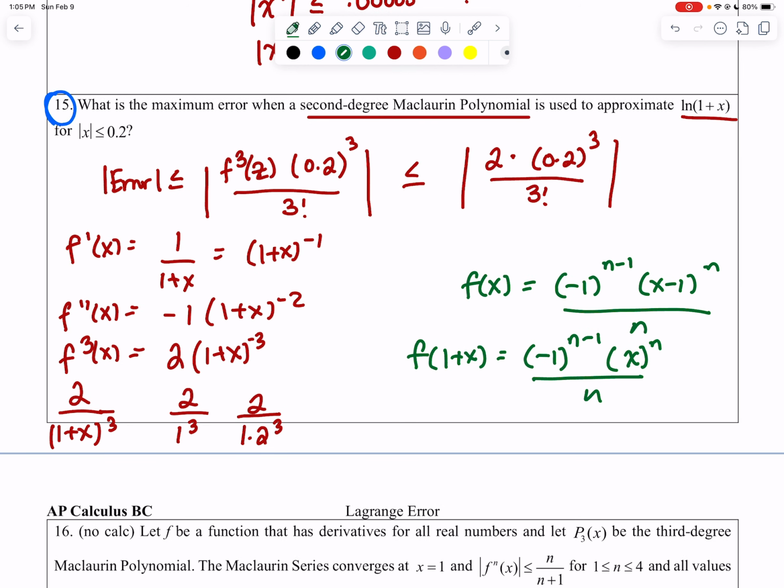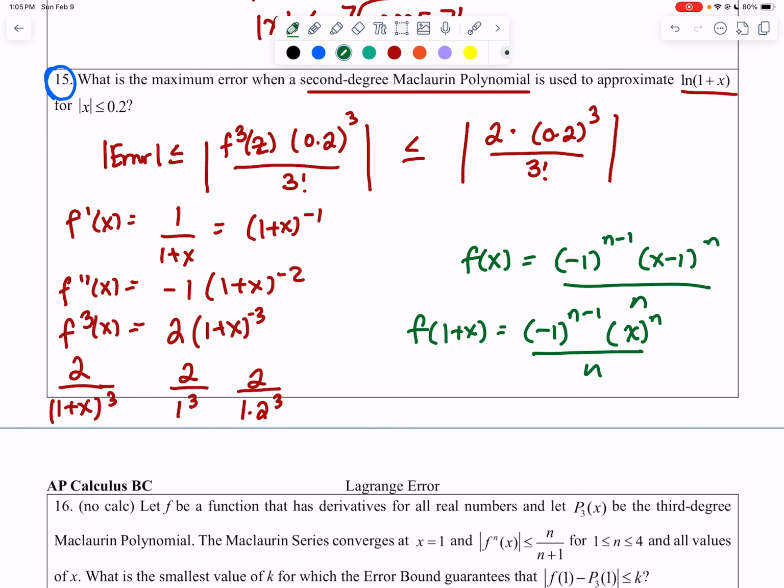Now, since we have a second degree Maclaurin polynomial, our next neglected term is going to be my third term. So if I were to find my third term, I'm going to have -1 to the 3 minus 1, x to the 3 over 3. And since x is within 0.2, I'm going to go ahead and plug in 0.2 here. So error is less than or equal to this lovely thing right here.